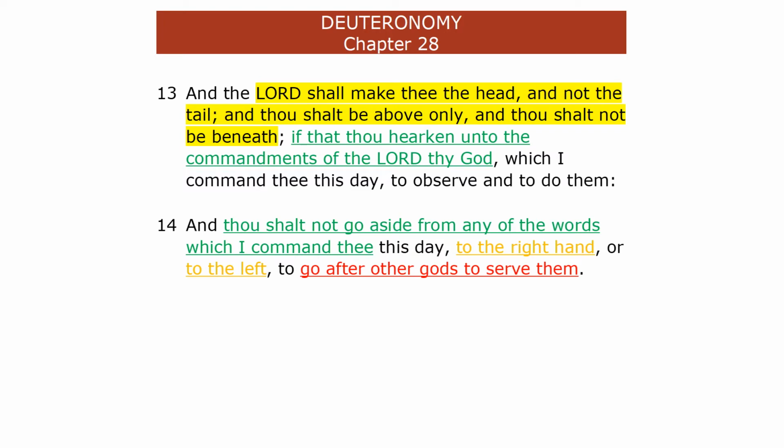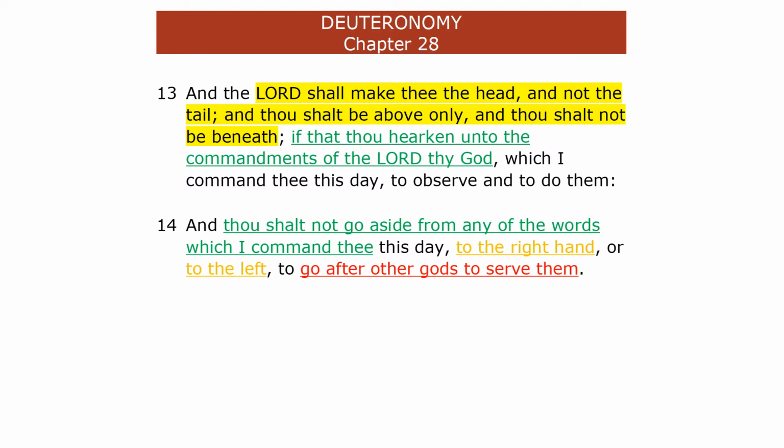Continuing with Deuteronomy 28, and the Lord shall make you the head and not the tail, and you shall be above, and you shall not be beneath anyone, any other nation, or any other race of people. Again, because you're going to be following these 12 laws and the 2 statutes. You are going to follow it. There's no way out of this. I'm just presenting this to you early so you know what's coming.